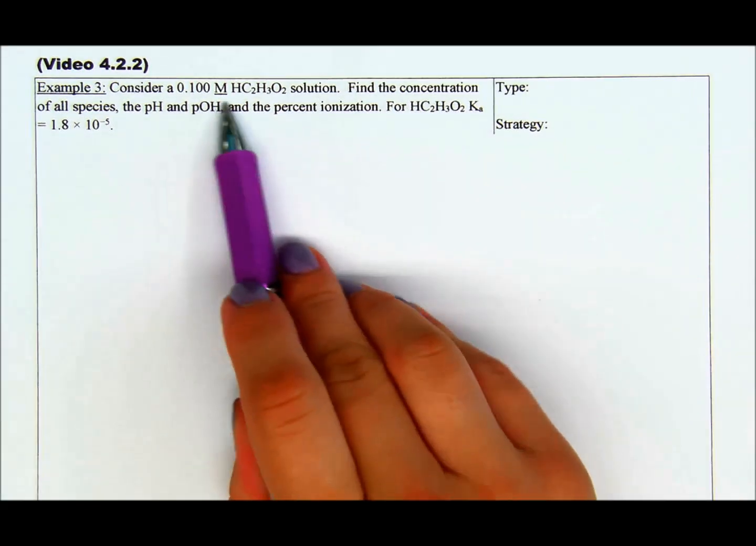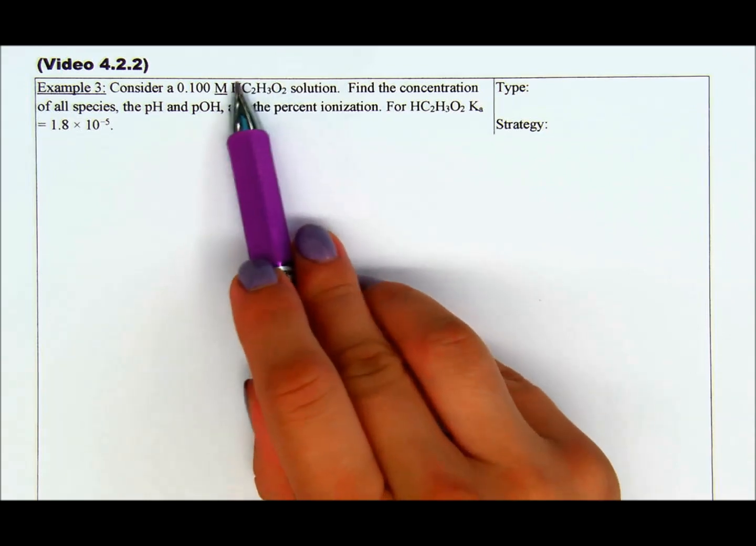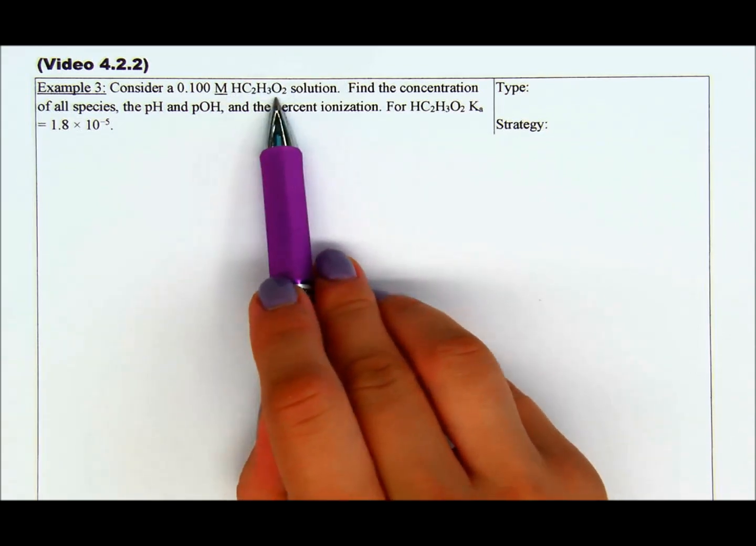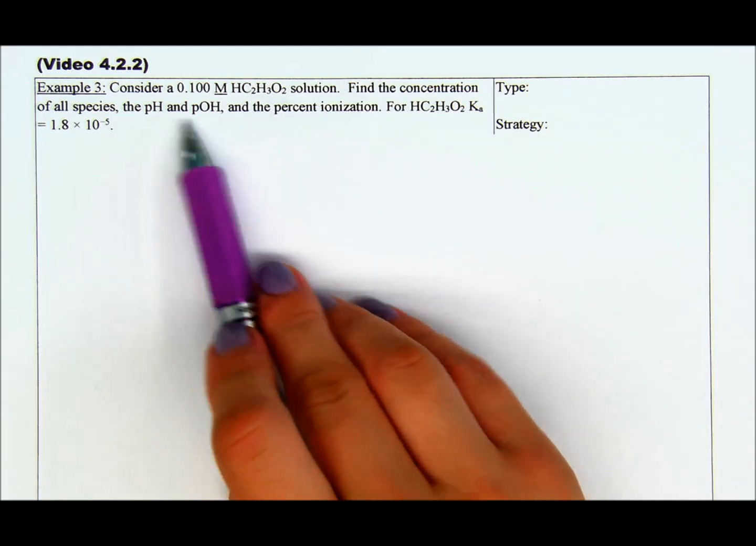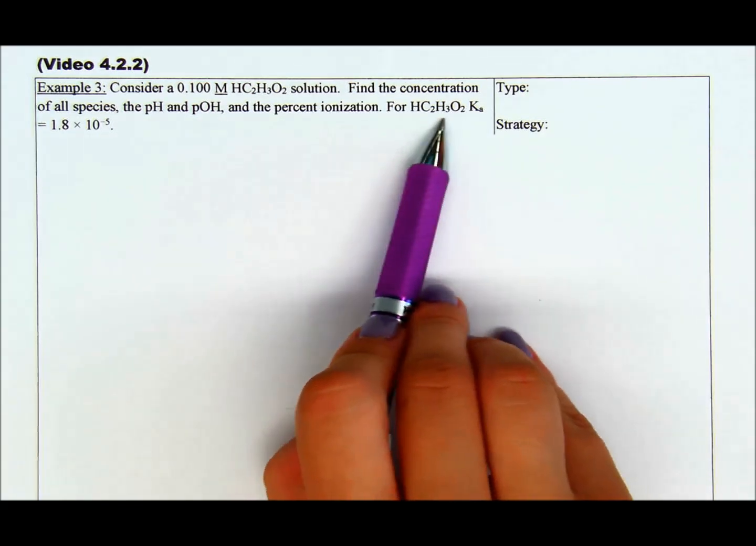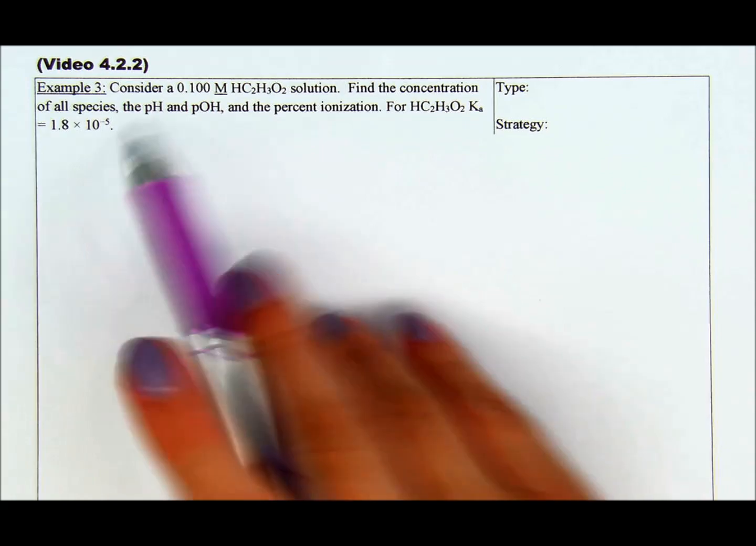Alright, consider a 0.1 molar, make sure you memorize this, acetic acid or vinegar solution. Find the concentration of all species, the pH and pOH, and the percent ionization. And then they're giving you the Ka for vinegar here.